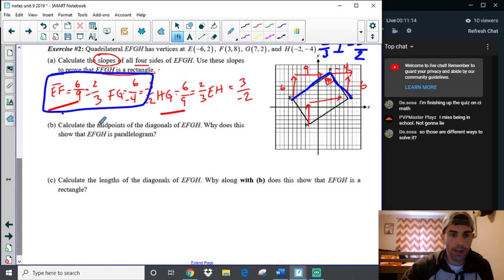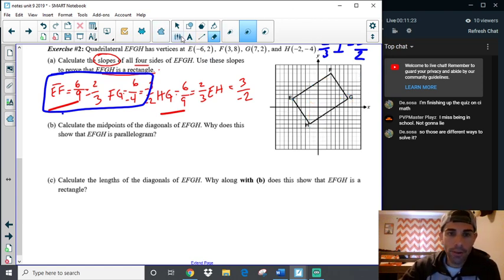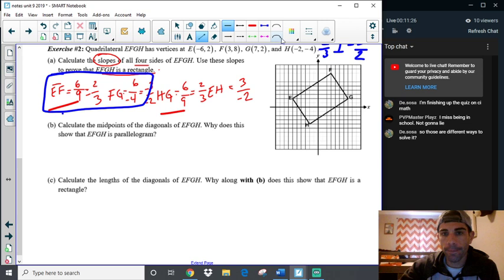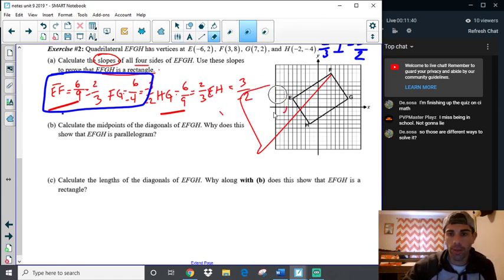Okay, next one. Calculate the midpoints of the diagonals. Why does it show that EFGH is a parallelogram? So take a second while I set this up. Well, what has to happen with the midpoint for it to be a parallelogram? Each diagonal better have the same midpoint. So you can either use your midpoint formula, or you can just go ahead and count out the slope between the two.